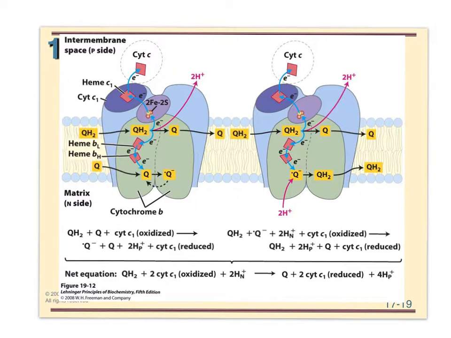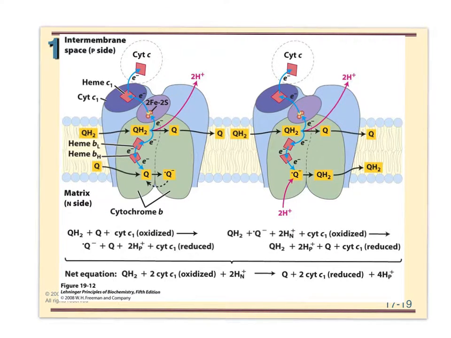All right, so let's imagine this. We have a QH2 that's coming from either complex 2 or complex 1, it doesn't matter. So it's got 2 electrons that it wants to get rid of, as well as 2 hydrogens. It moves in to the P side position. The P side position always has a QH2 coming into it.